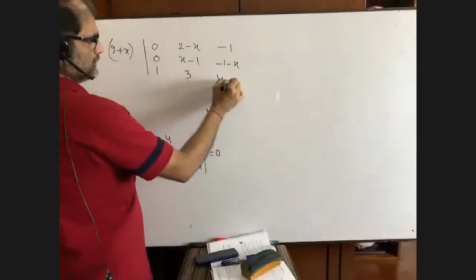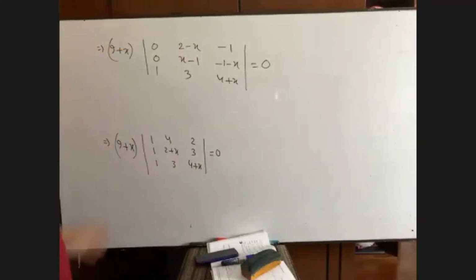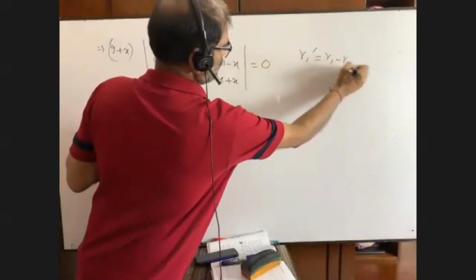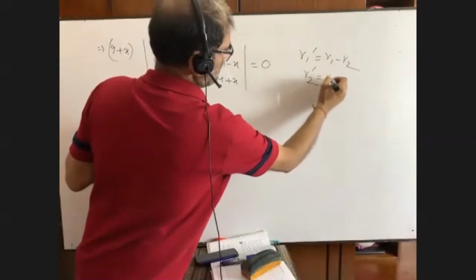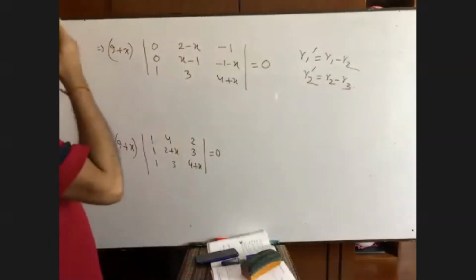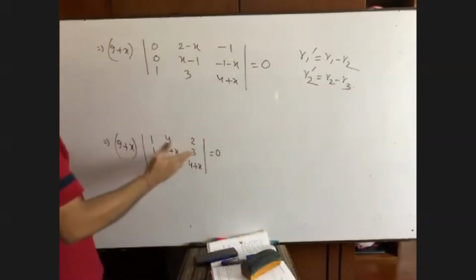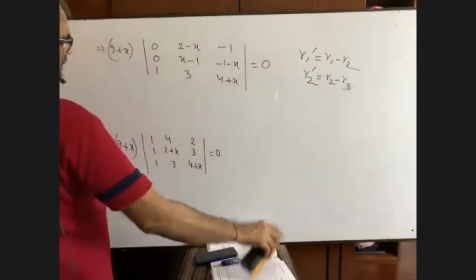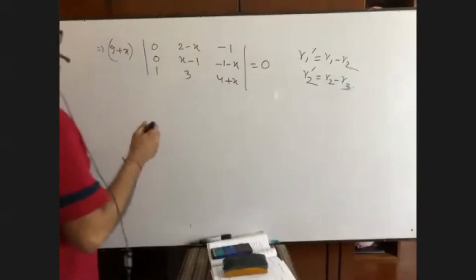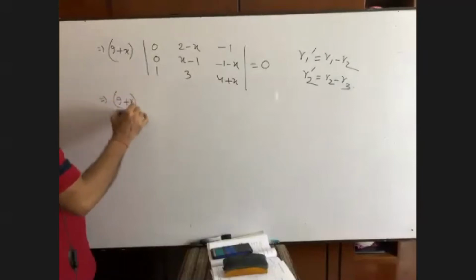4 plus x. What I have done here, can you please let me know? I have subtracted from row to row. That means row 1 is equal to row 1 minus row 2, and row 2 is equal to row 2 minus row 3. Is it okay? Just subtraction. Are you getting me right? Now yes, sir.